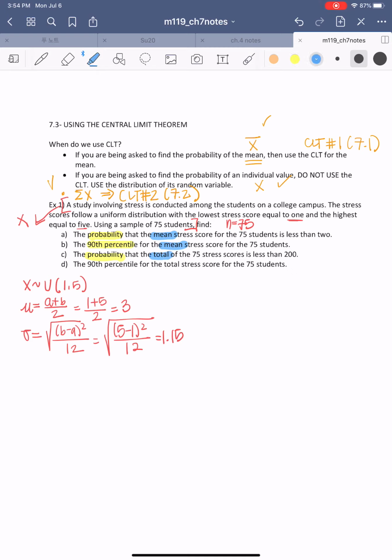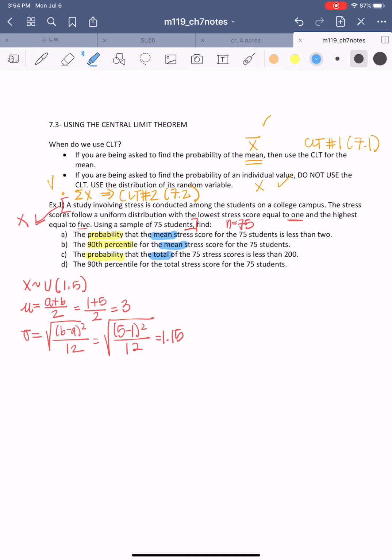Part A is to find the probability, so I'll be using normal CDF with CLT number 1. Why? Because this deals with the mean. Mean, CLT number 1. Percentile, that's inverse norm.